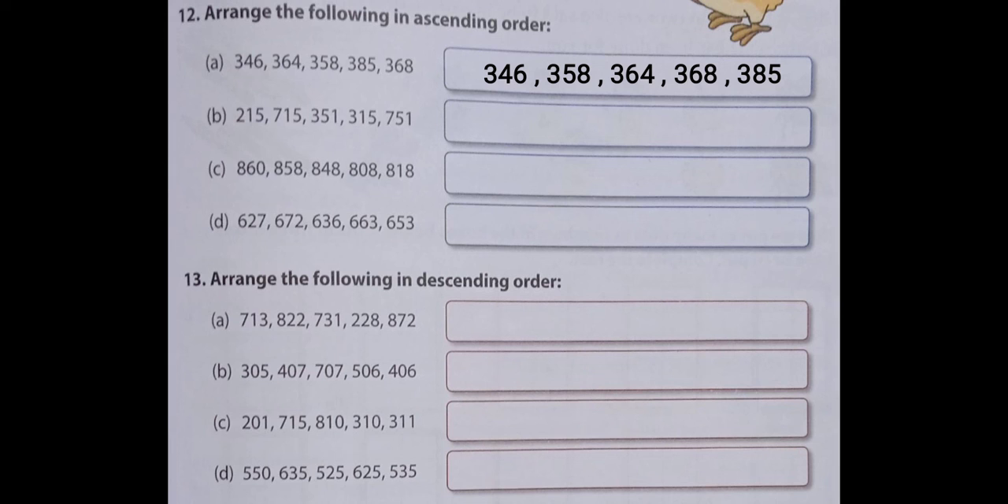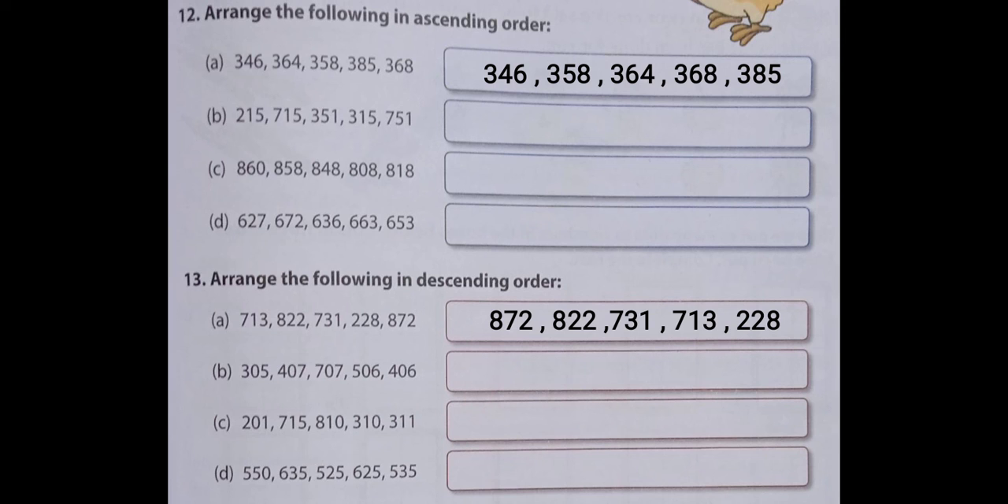So you will do parts B, C, D yourself. You will arrange the numbers in order. In question number 13, you will arrange the numbers in descending order, means you will write the biggest number first. So we will start with the biggest number, that is 872. Then 822, then 731, 713, and the last, the smallest number will be 228.